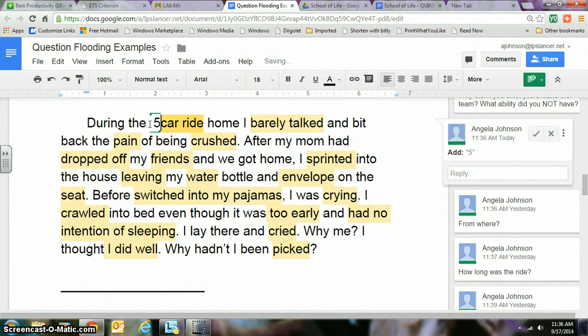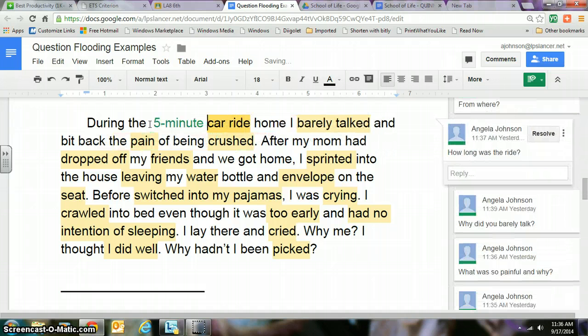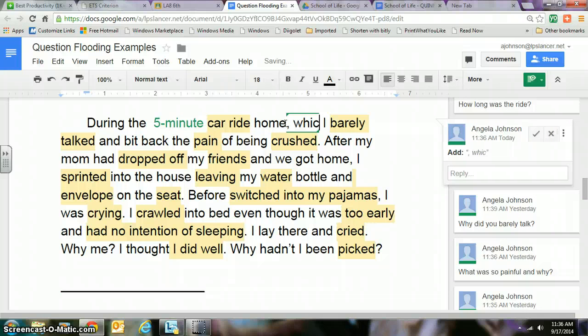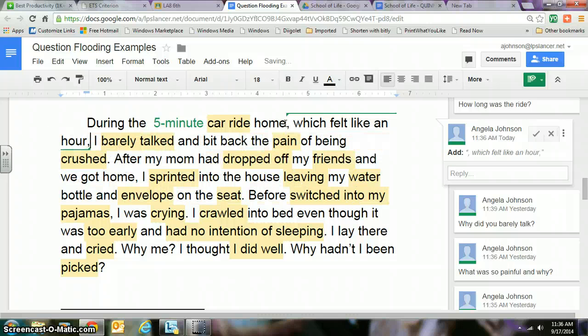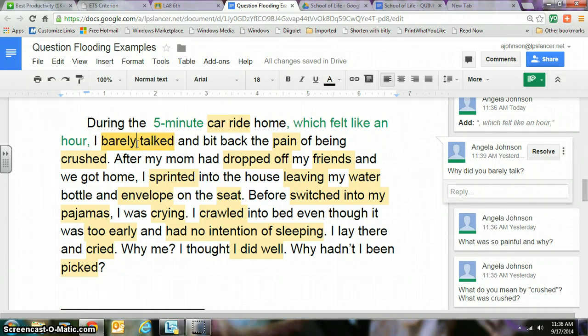add 5-minute car ride home, which felt like an hour. That gives the sense that even though it was short, it felt long. I barely talked. The question is, why did you barely talk? Well, I barely talked because I didn't make it. And I think that's going to be clear to my reader eventually anyway, so I've decided I'm going to ignore that question. I don't want to answer it right now.